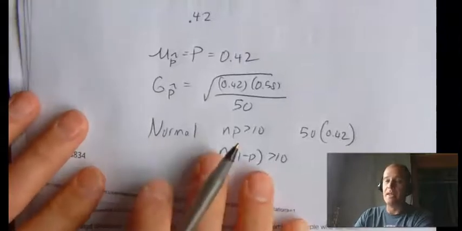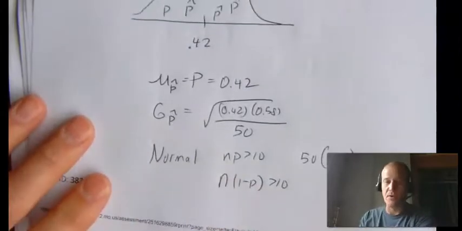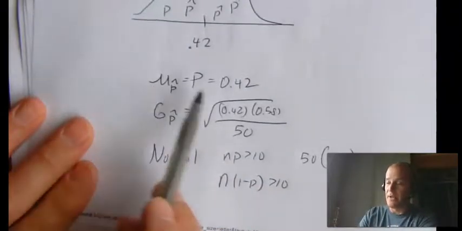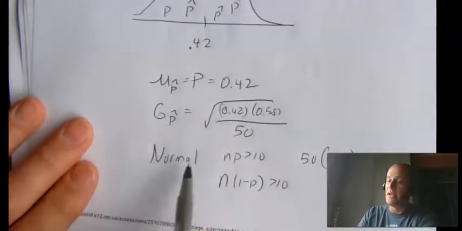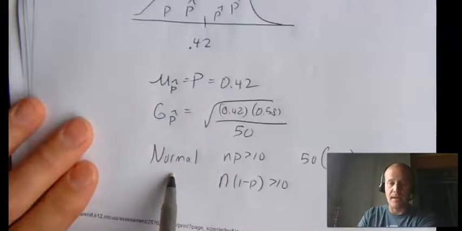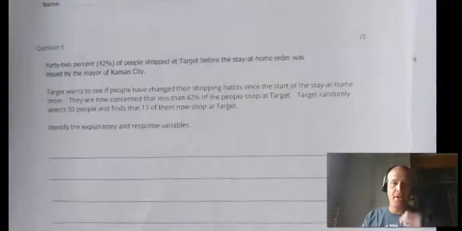So when they ask you to describe this distribution, the center is 42%, the spread is this standard deviation, and the shape is going to be approximately normal. Okay, you did really well here.